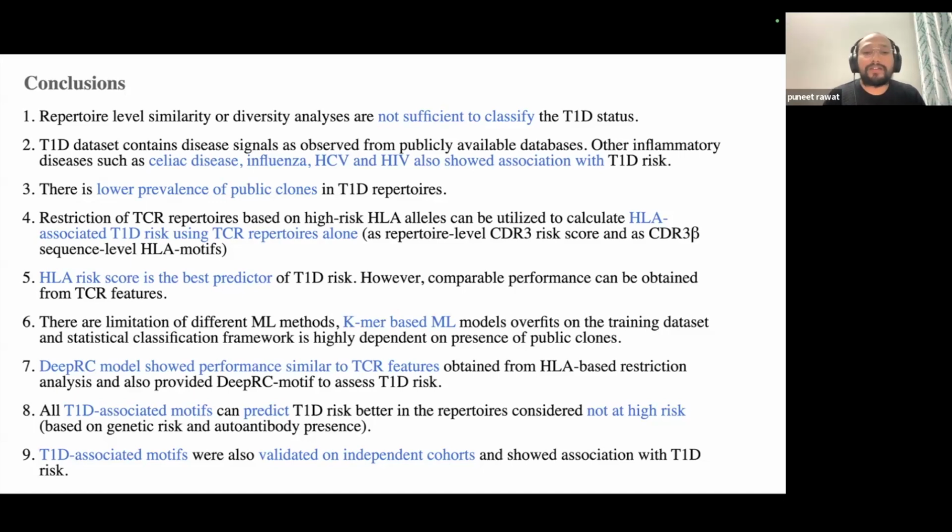We found that the HLA score is the best predictor, but comparable performance can also be obtained without using HLA information, just using the machine learning methods. And all the T1D associated motifs that we found were also validated on independent cohorts. So we found them in the spleen and the pancreatic lymph node as well.